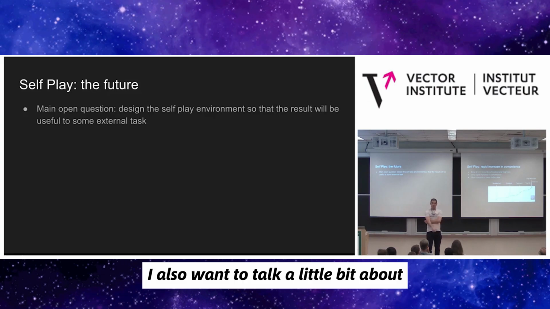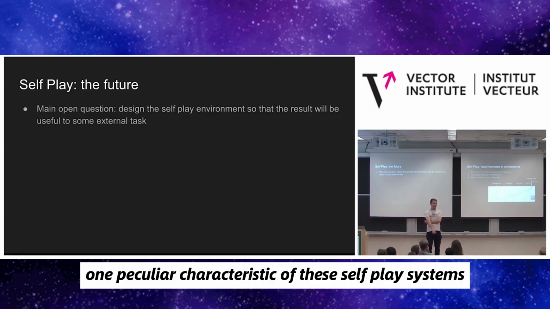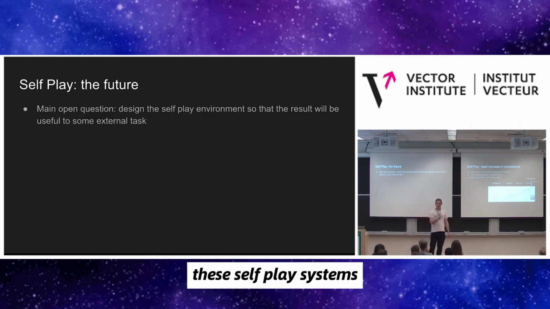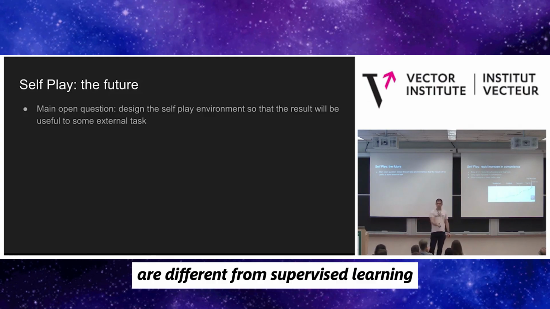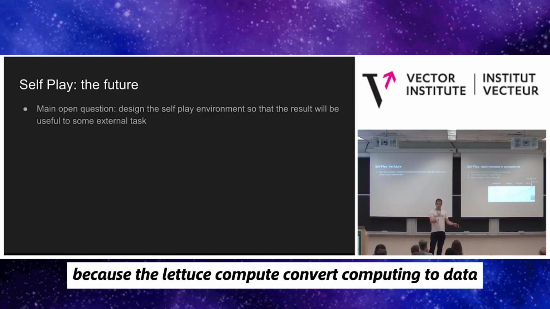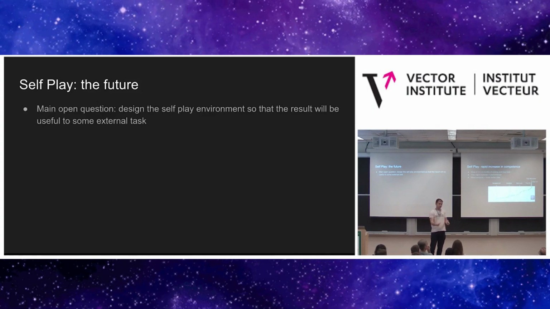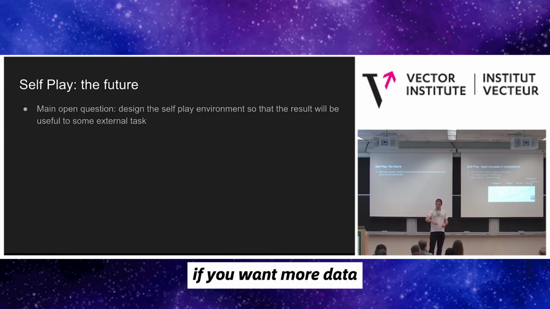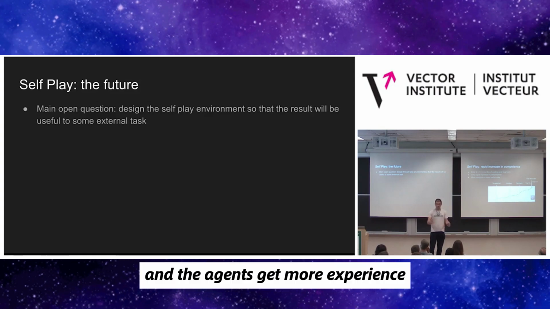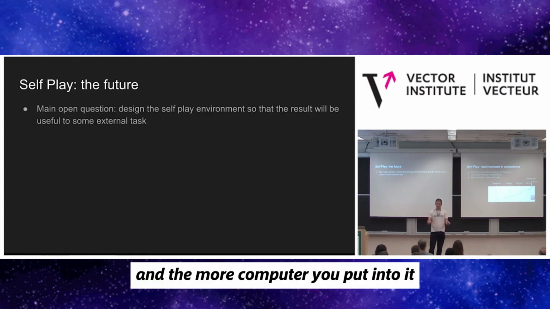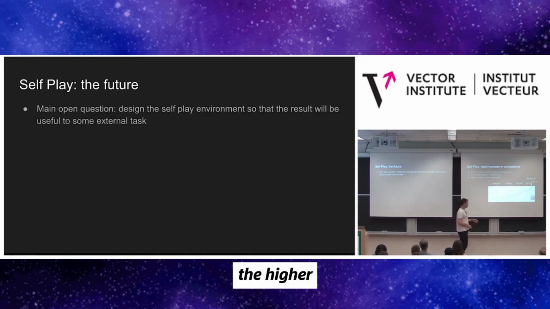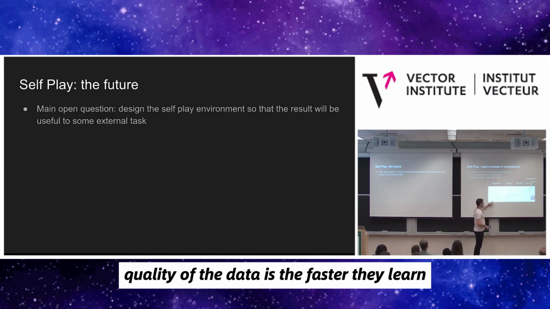I also want to talk a little bit about one peculiar characteristic of these self-play systems. These self-play systems are different from supervised learning because they let us convert compute into data. If you want more data for your self-play system, you just put more compute in, and the agents get more experience. And the more compute you put into it, the higher quality the data is, the faster they learn.